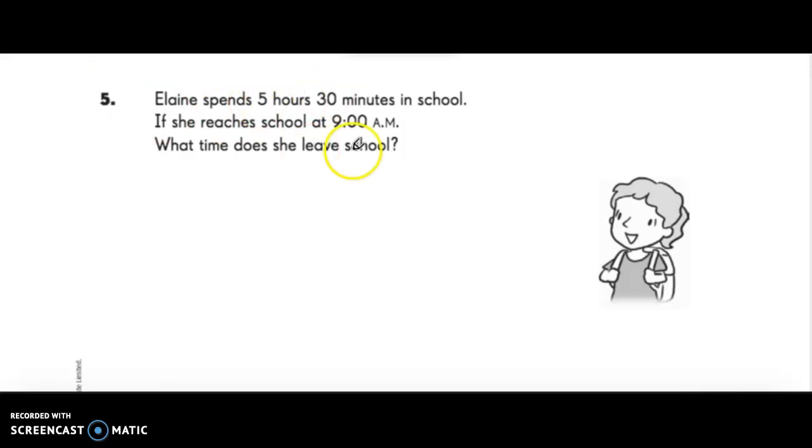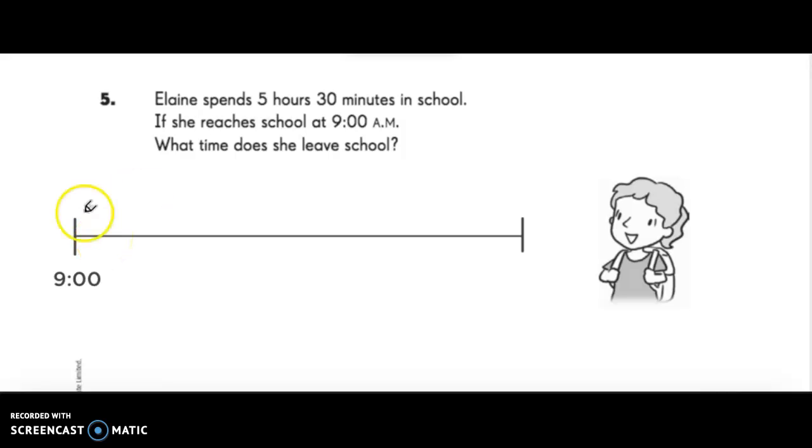So a problem like this, you should always be starting with a timeline because we have what time she's starting school. We need to figure out what time she's leaving. So we are finding an end time here. So anytime you're finding a start time, end time, or elapsed time, which is how much time has passed, you should be drawing a timeline. So here is our start time now. We need to figure out what time did she leave school.